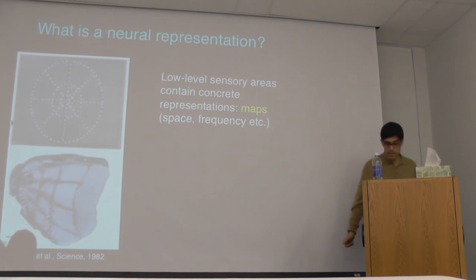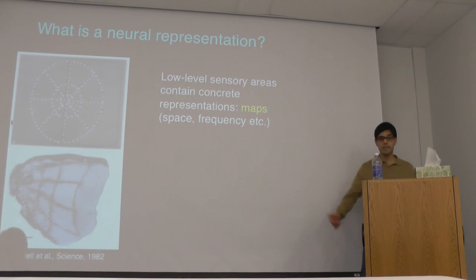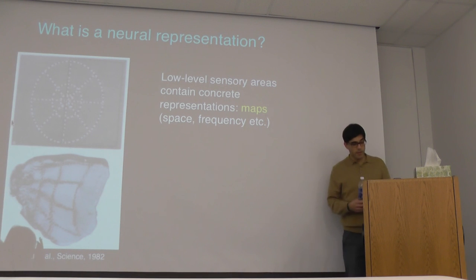So that's a sense in which primary visual cortex of the cat, and we have essentially the same map in our own heads, is representing the world.